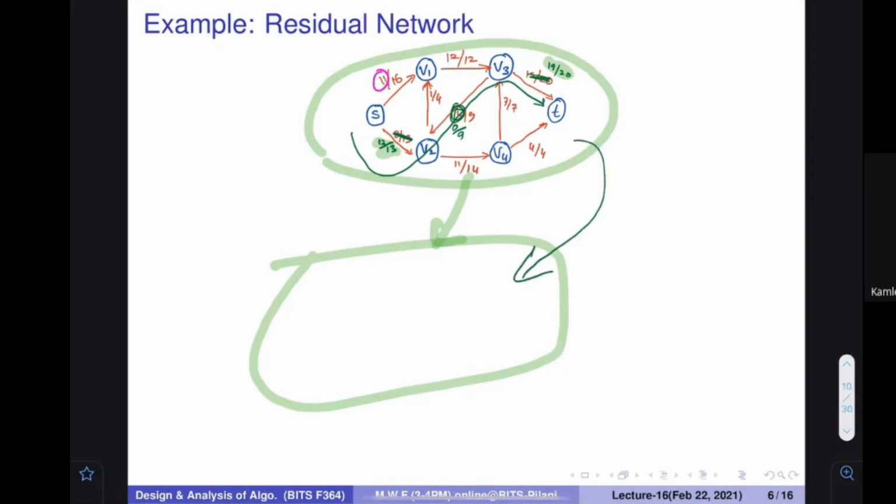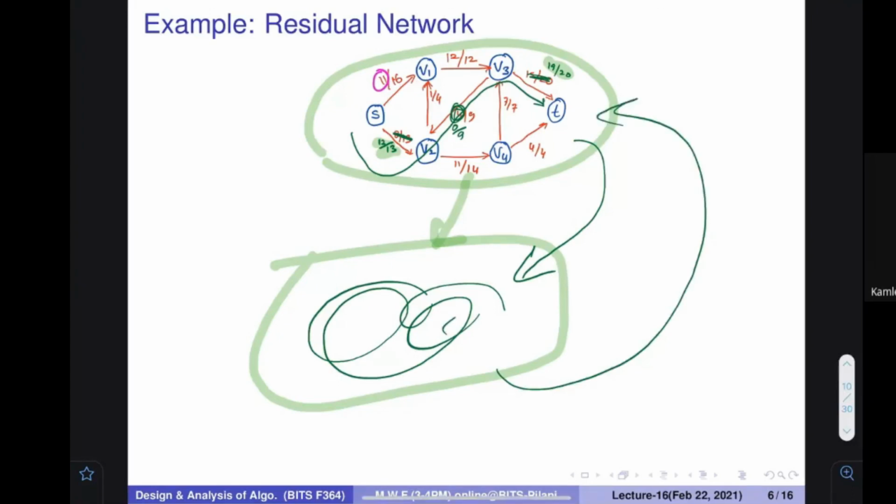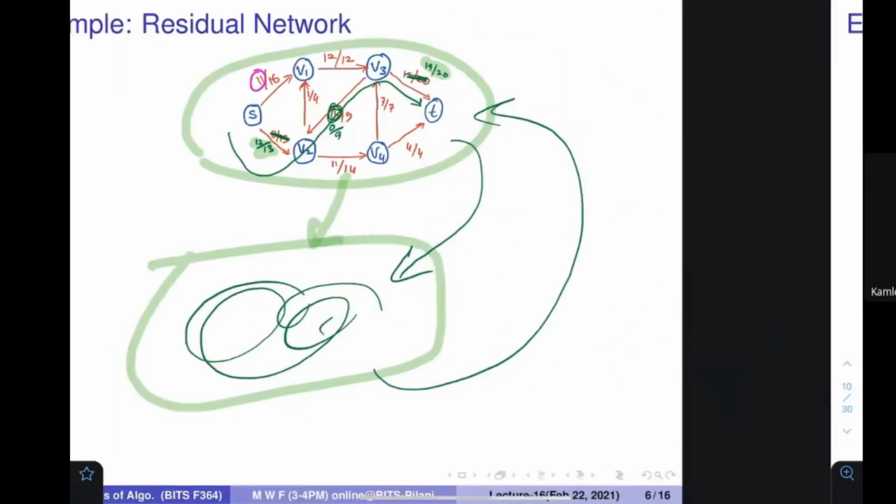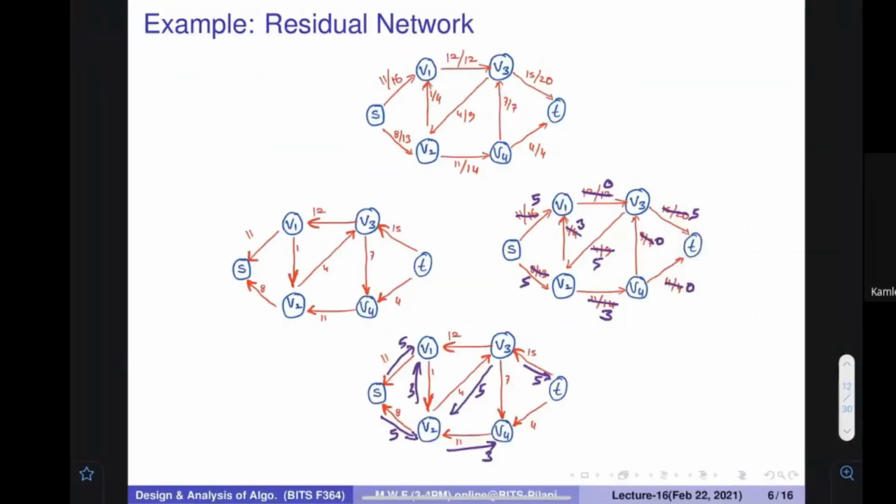Then again you modify this and you can go ahead, and after some time you will not be able to find any other path, and then you would stop. This is how we can proceed and find the new things, and we have just discussed that. So that's all for today.